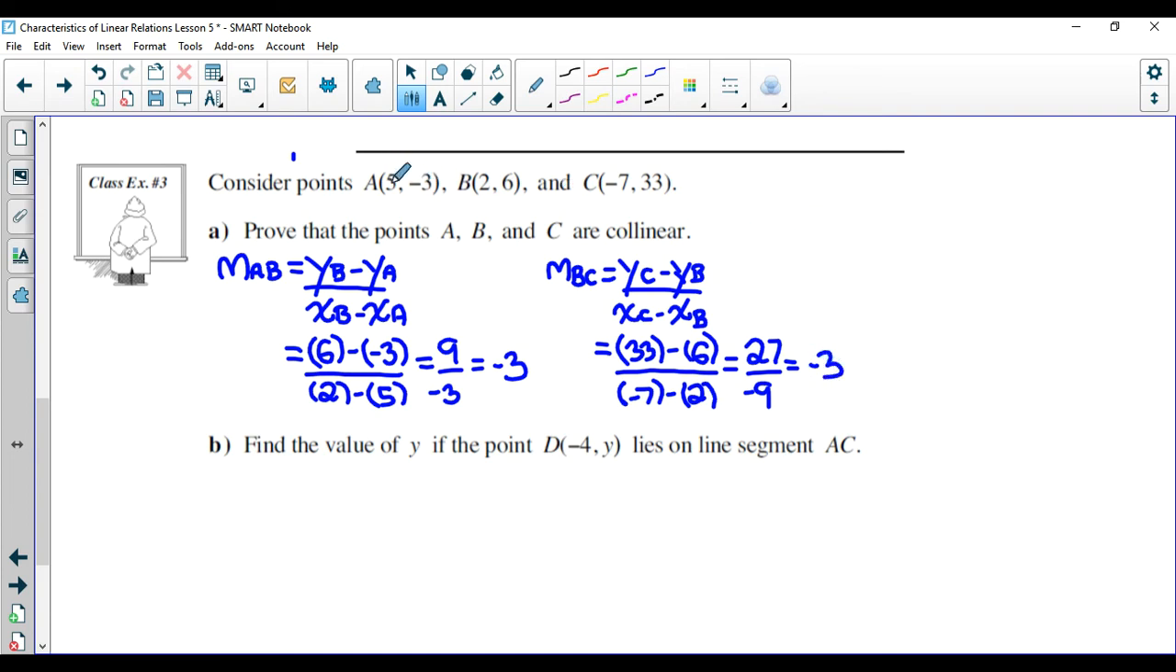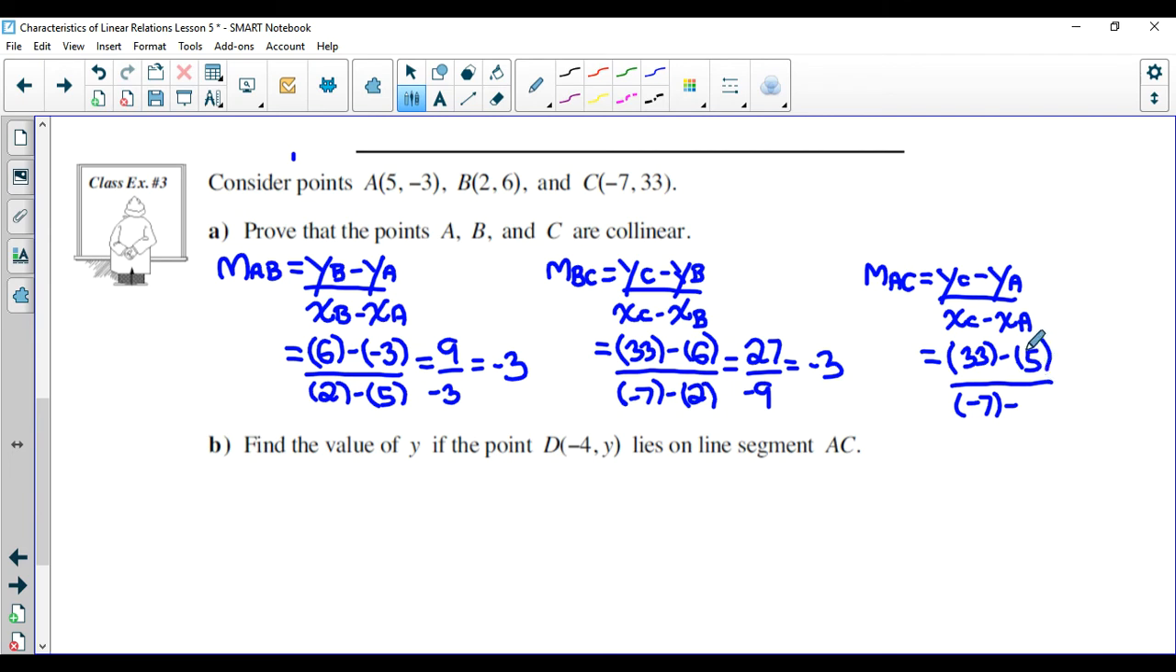Okay, and then the last one, so we got to do every combination here. So we did the slope between A and B, the slope between B and C, and now we want to also calculate the slope between A and C. So I'll say MAC would be equal to YC minus YA divided by XC minus XA. So this would be equal to the y coordinate of point C is 33. Subtract the y coordinate of point A is 5. Divide by the x coordinate of point C is -7.